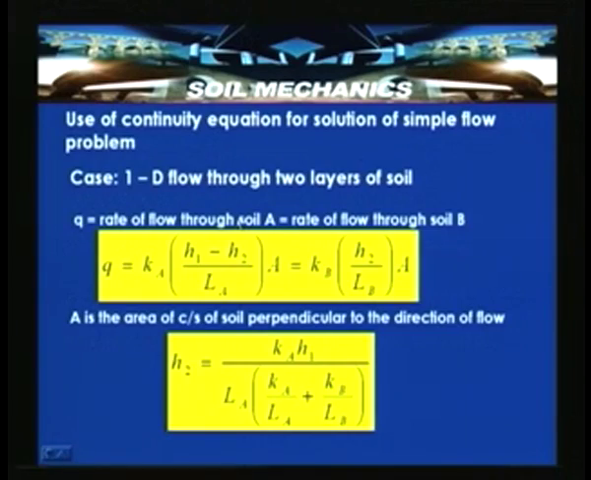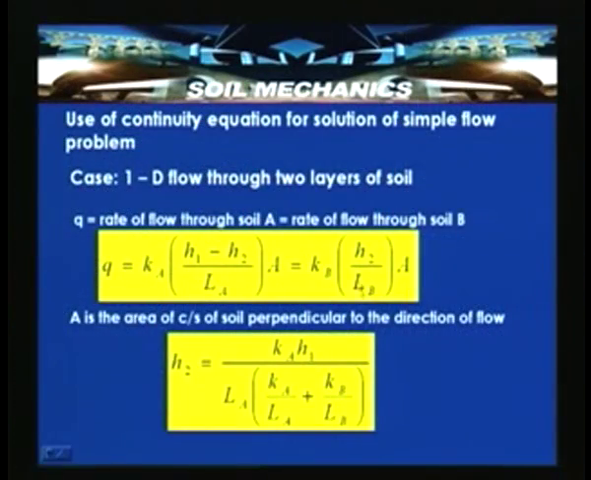Now let us consider Q as the rate of flow through area of cross section A. The area is perpendicular to x along the length, and perpendicular to the plane of the figure if the unit is 1. So the area of cross section is indicated as A. The rate of flow through soil B is equal to the rate of flow through soil A, that has to happen. So Q is equal to Ka into (H1 minus H2) by LA into A is equal to Kb into H2 by LB into A.